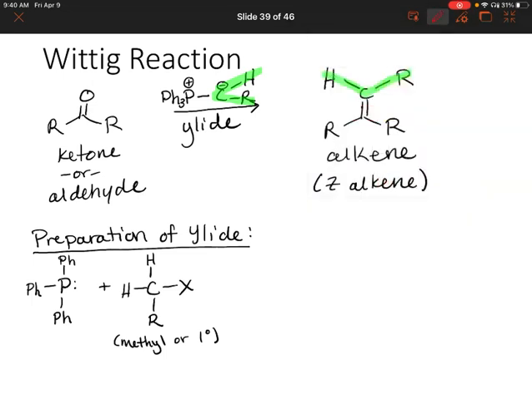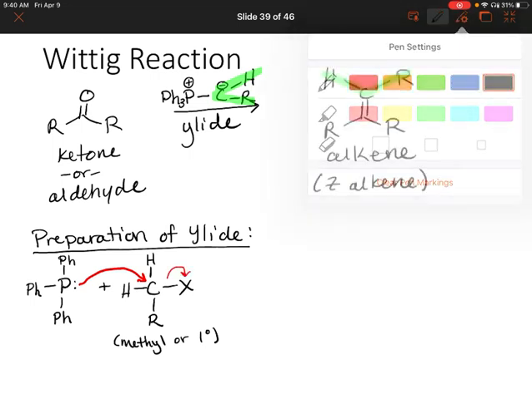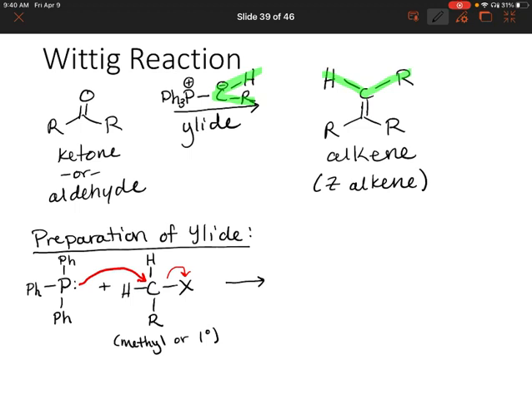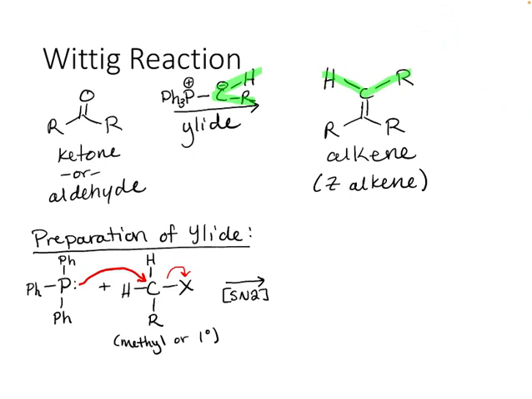So the lone pair on phosphorus is going to be attracted to that carbon because the carbon will be partially positive due to the halogen that's bonded to it. And then the halogen acts as a leaving group. So this is an SN2 reaction because the phosphorus is attacking and the leaving group is leaving at the same time. And that's how we get our initial kind of ylid looking group, although we're not quite done yet.